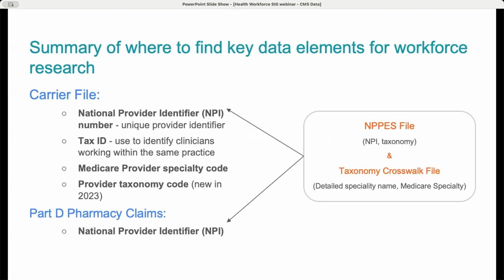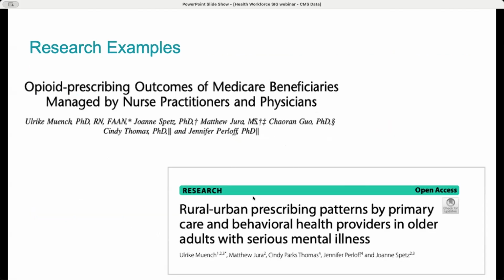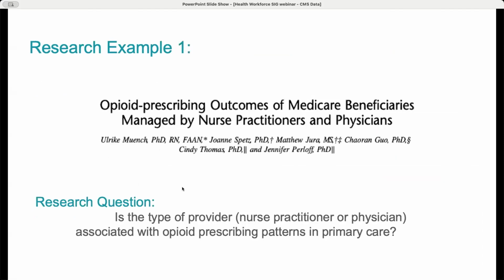And so this is a key piece to consider in whatever health workforce study you would be engaging in. The two examples I'm going to share with you are opioid prescribing outcomes of Medicare beneficiaries that were managed by nurse practitioners and physicians, and then another example I'll talk about in just a little bit.